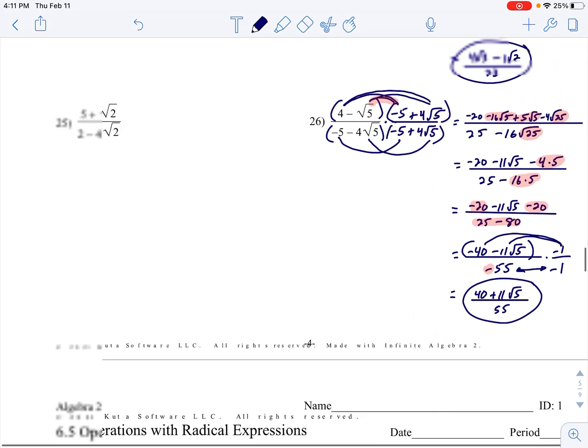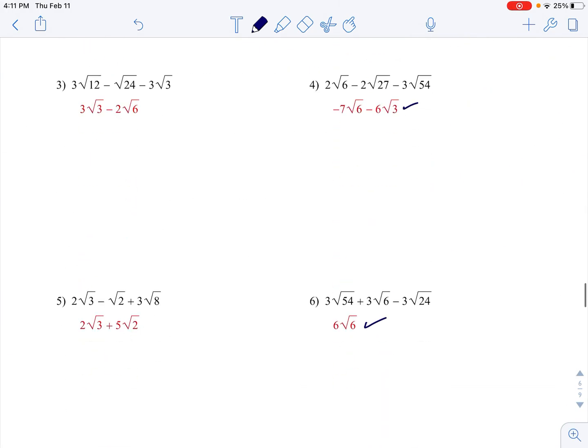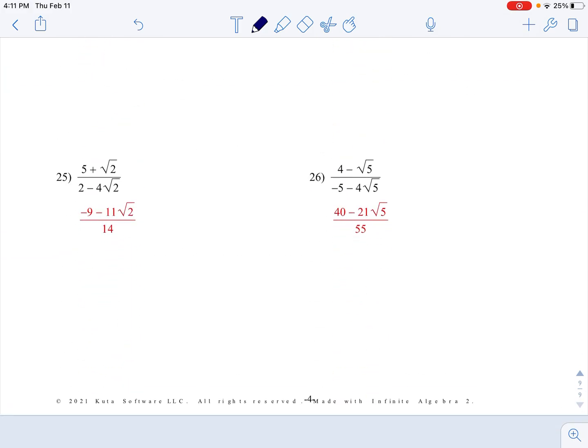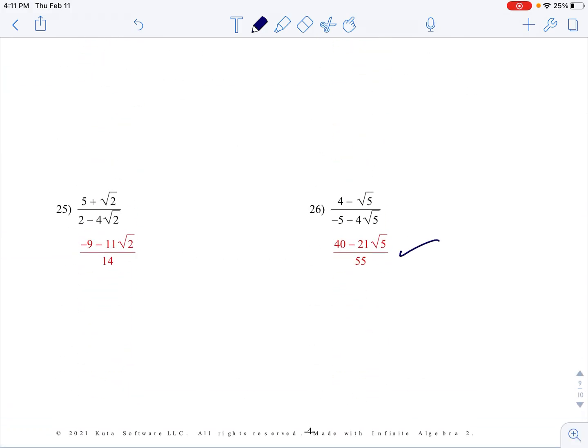I'll stake my reputation on it. 40 plus 11 radical 5 over 55. Well, my reputation was never that good anyway.